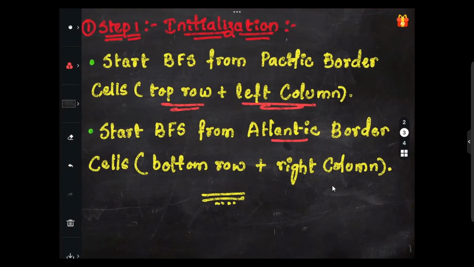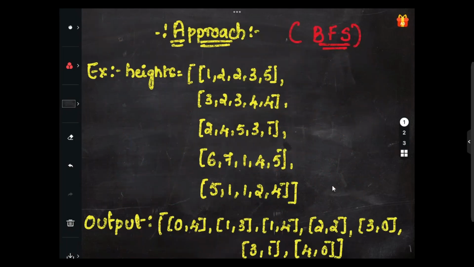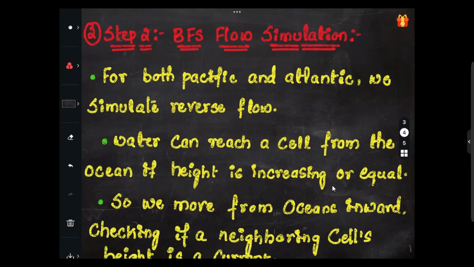We will start the BFS from the Atlantic border cells, bottom row, right column. Bottom row, right column means this one. Bottom row, the last row, and right column means the last one, the first one and last one. We have considered the same first example right here. We'll start the BFS from the Pacific border cells, top row plus left column, and we'll start the BFS from the Atlantic border cells, bottom row plus right column.